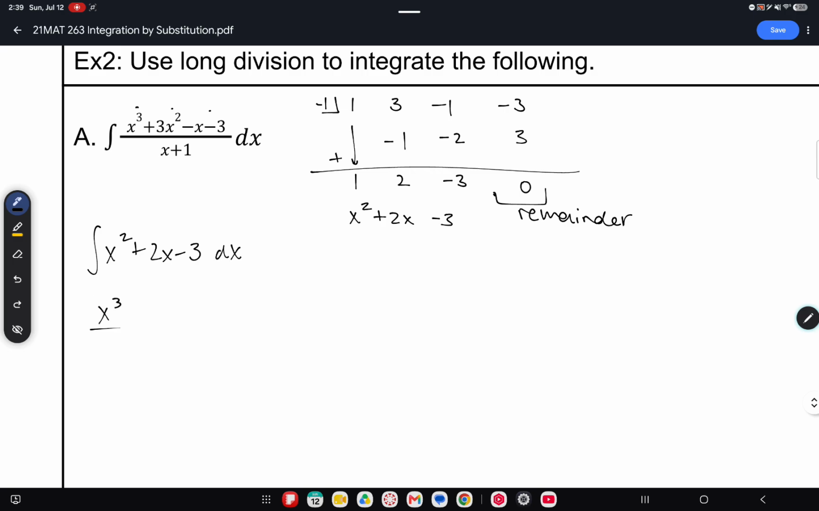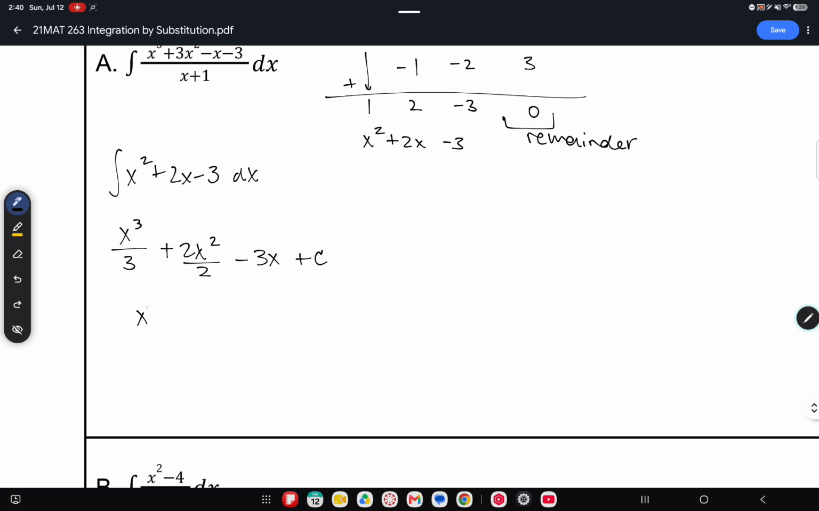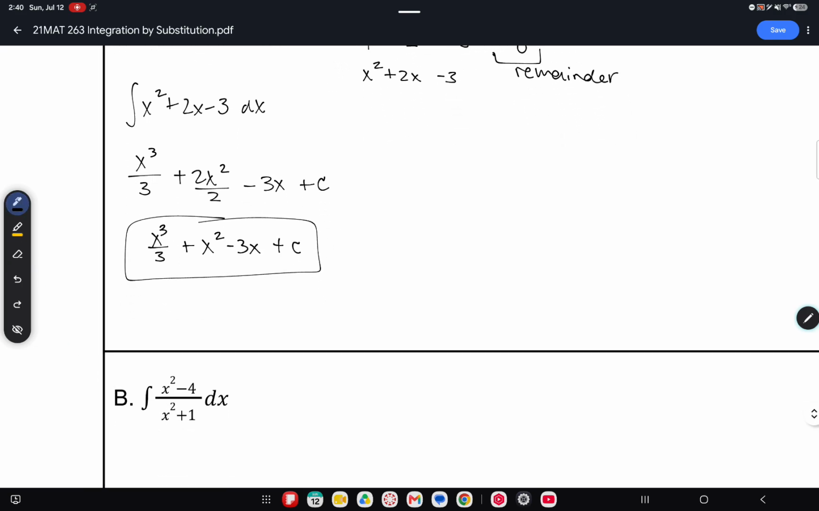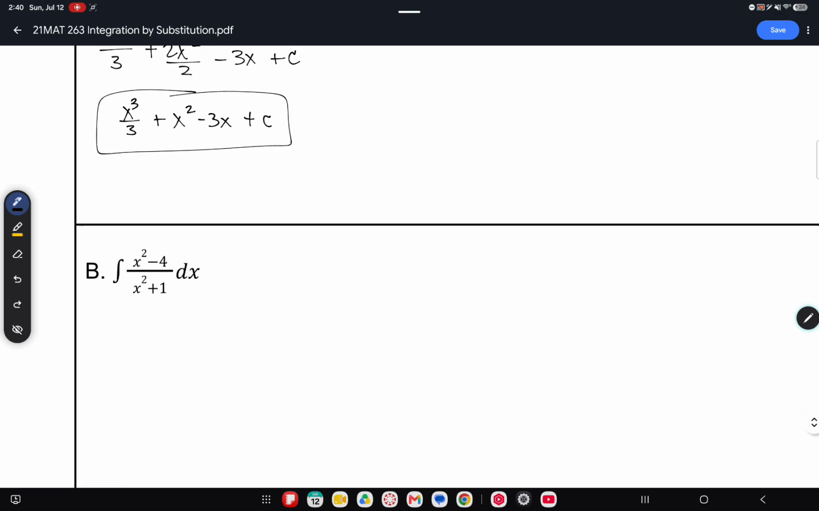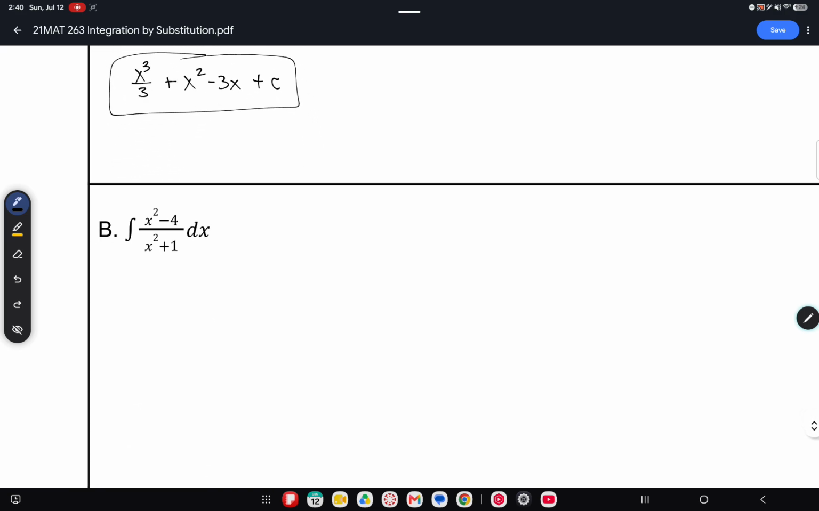Right? So x cubed over 3 plus 2x squared over 2 minus 3x plus c. And then we'll just simplify. So x cubed over 3 plus x squared minus 3x plus c. I can also write that as 1/3 x cubed. It's the same thing. But I don't think if I factored that numerator that a term would cancel out.